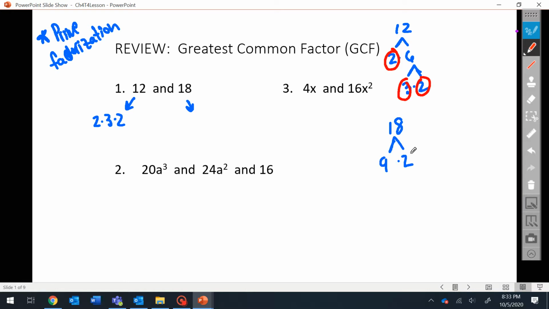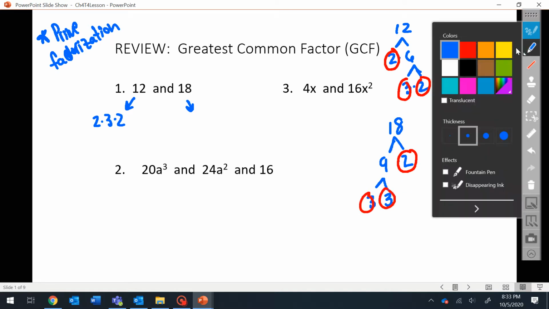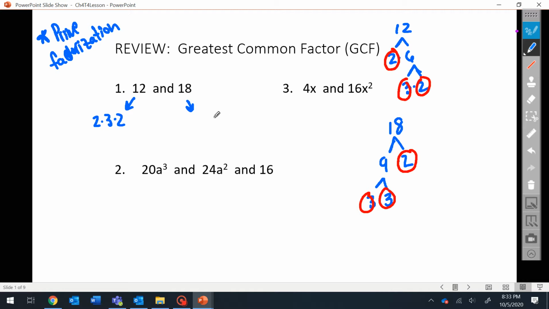Of these two, 2 is prime, so I don't need to break that down anymore. 9 can break down into 3 times 3. Both of those are prime as well. So 18 is 3 times 3 times 2.